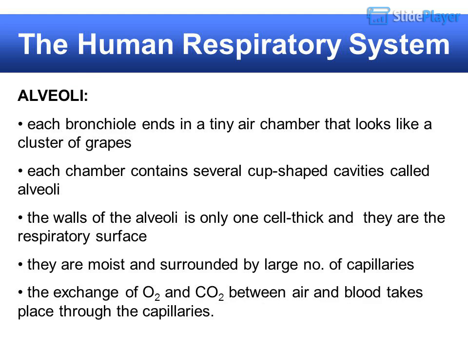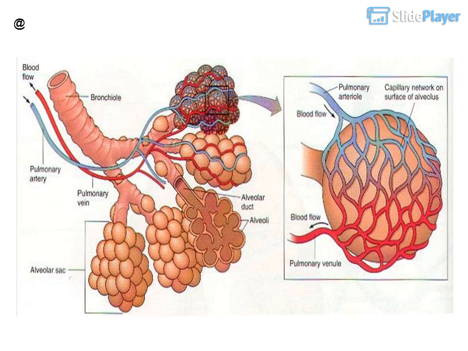Alveoli. Each bronchiole ends in a tiny air chamber that looks like a cluster of grapes. Each chamber contains several cup-shaped cavities called alveoli. The walls of the alveoli are only one cell thick and they are the respiratory surface. They are moist and surrounded by a large number of capillaries. The exchange of O2 and CO2 between air and blood takes place through the capillaries.